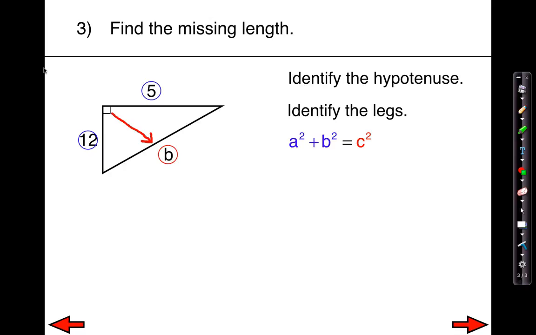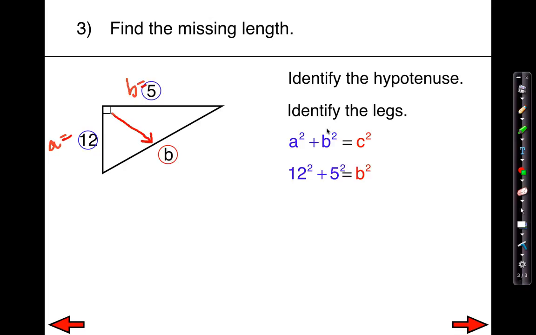So there you would have, let's see, here, 12 is a and 5 is b. So here it really doesn't matter, like I said. So you're going to have 12 squared plus 5 squared equals b squared.